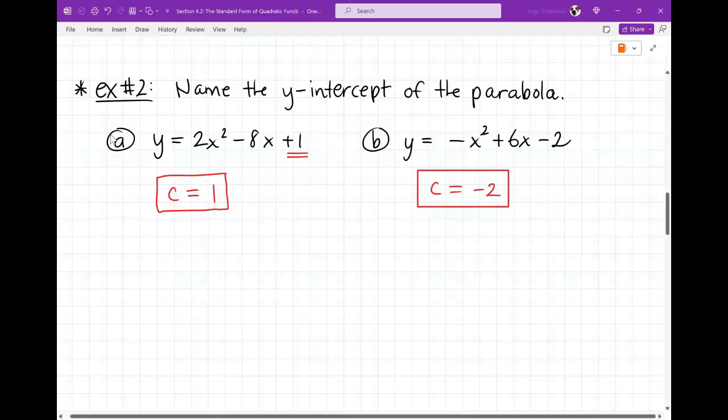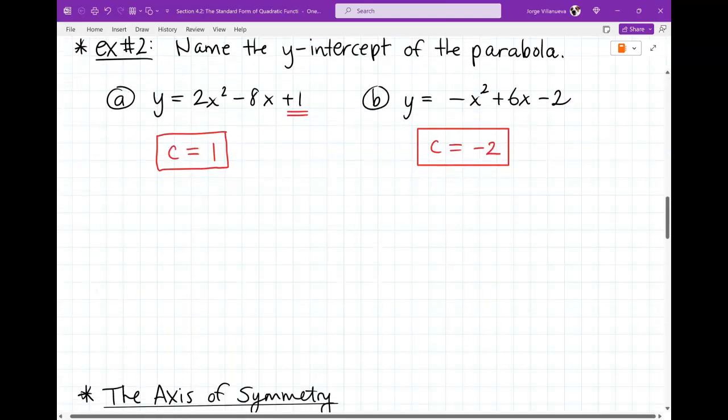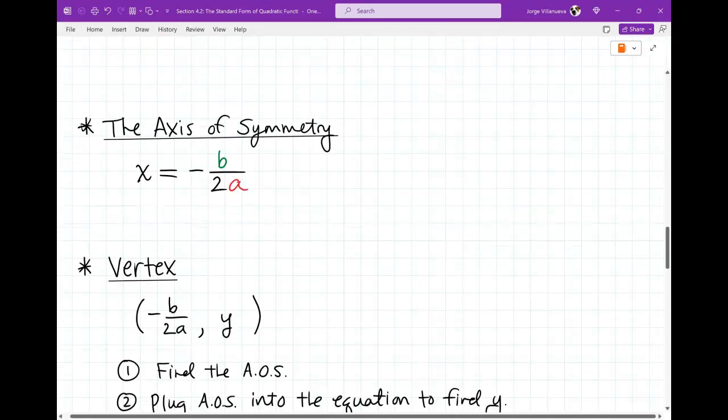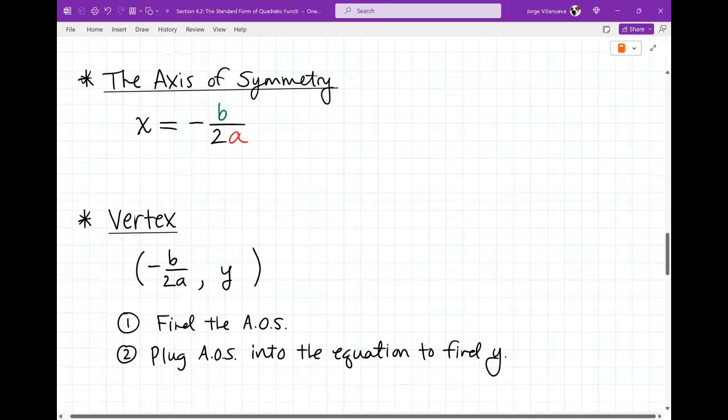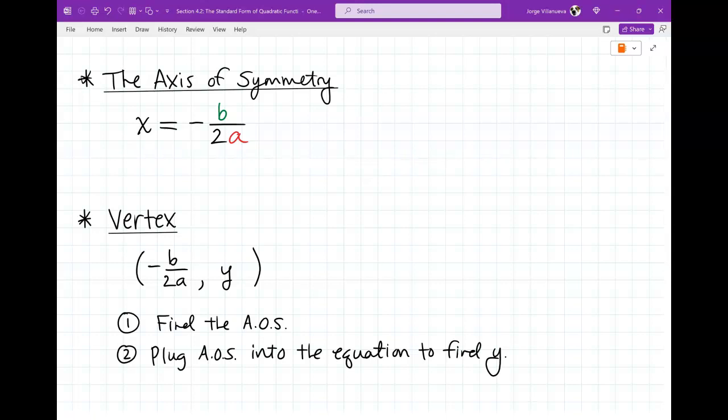Now we're going to go into definitions. Okay, a couple things that you can get from your standard form. So I'm going to go ahead and pause this for about 2 minutes, and then we'll get to explaining this.